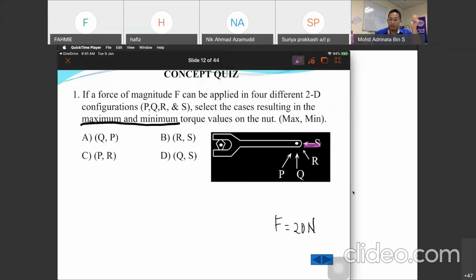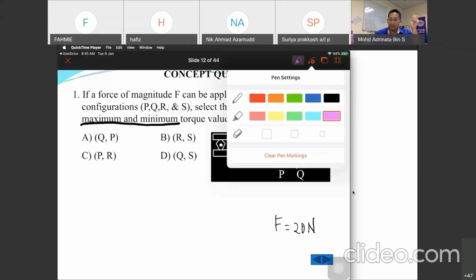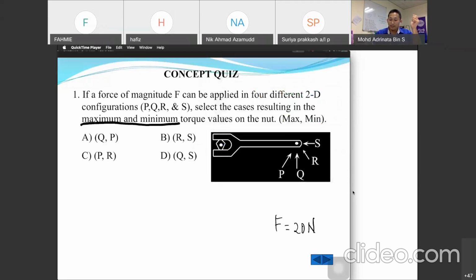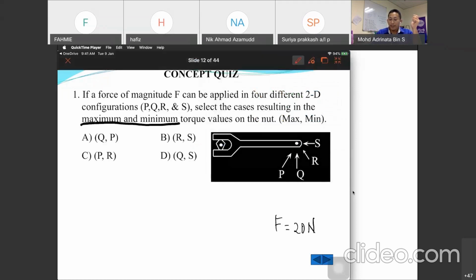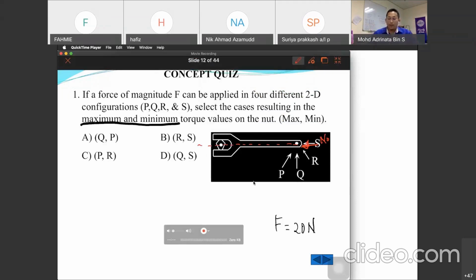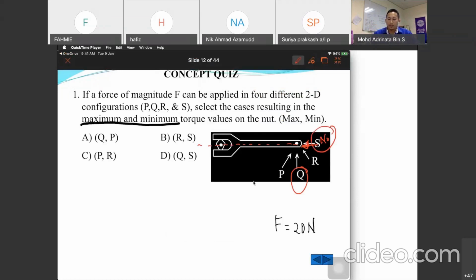Final one, it should be S. S is this one. So S, no torque, no movement. So the maximum is Q, the minimum is S. Q and S, D.